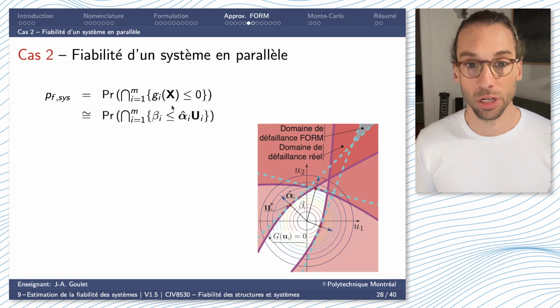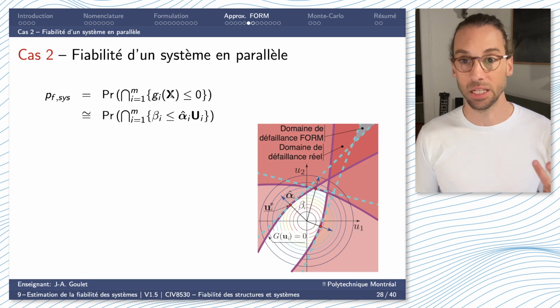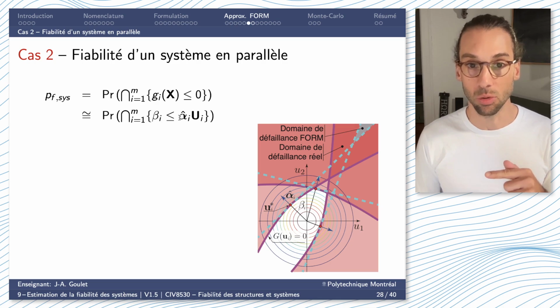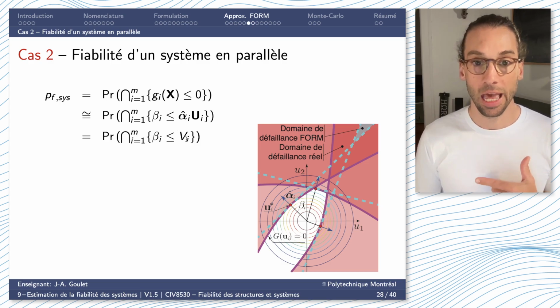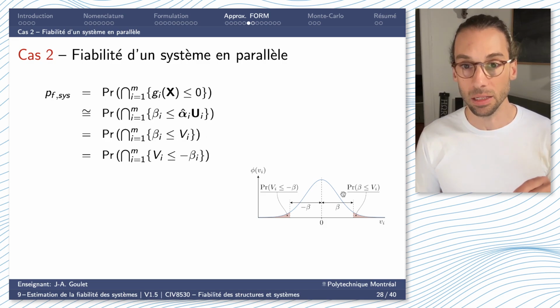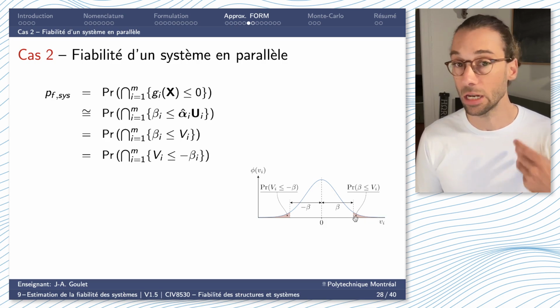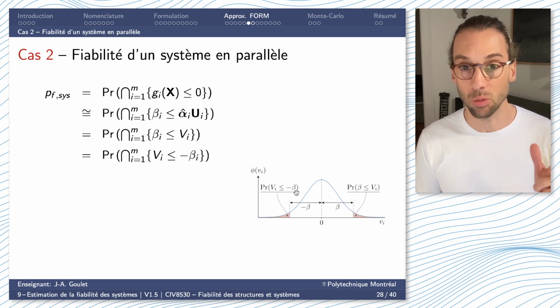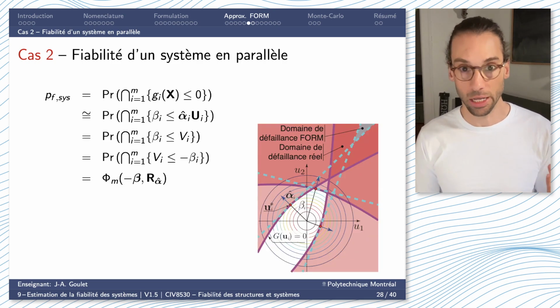So then we could express this by replacing my limit state function, bringing this in the standard normal space, beta I lesser or equal to alpha I ui. We're going to again replace alpha I ui by our vi. And instead of expressing this as beta lesser than vi, which is kind of the upper tail in our standard normal space, we can, in an equivalent way, represent the lower tail probability by flipping it: vi lesser or equal than minus beta.